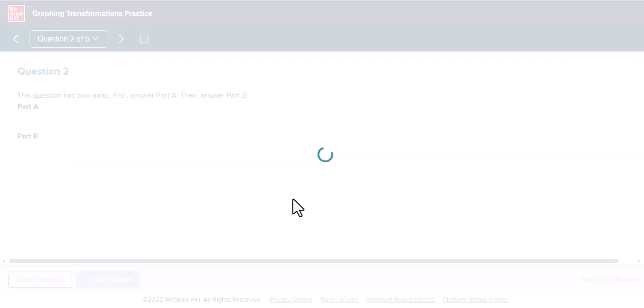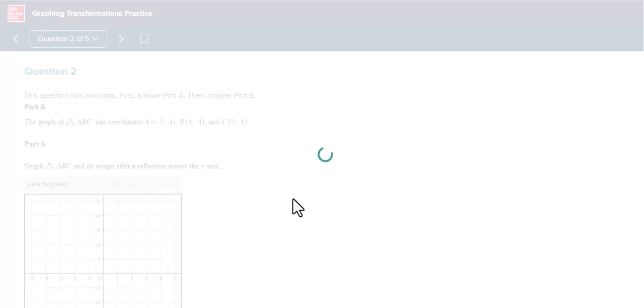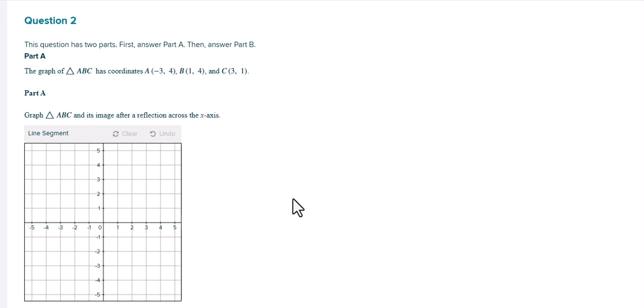All right, question number 2. Now, these are not all going to be translations. Some of these are going to be reflections, and I think I even have, if I remember correctly, a rotation somewhere on these as well. All right, so what is this one? We got graph ABC again. We're being very predictable here with our letters, at least for the first 2 problems.